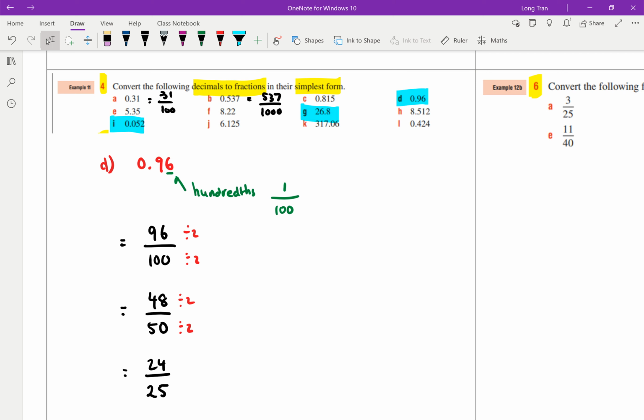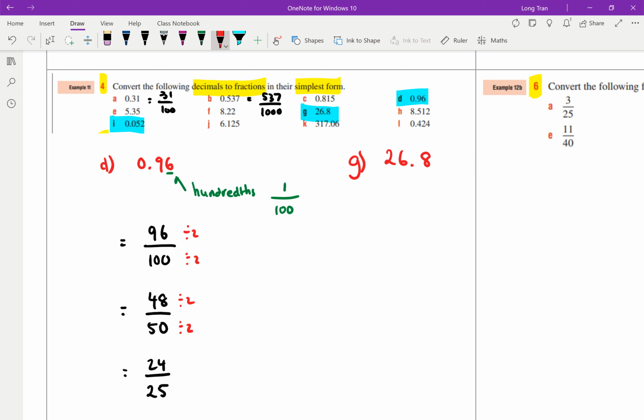Okay? What are the ones in blue, sorry? Are they the ones you're going to do? Yeah, because I just did D. Okay, now we're going to do G. Let's do G now. So we're going to do the same thing. Let's do G together. So question is 26.8.